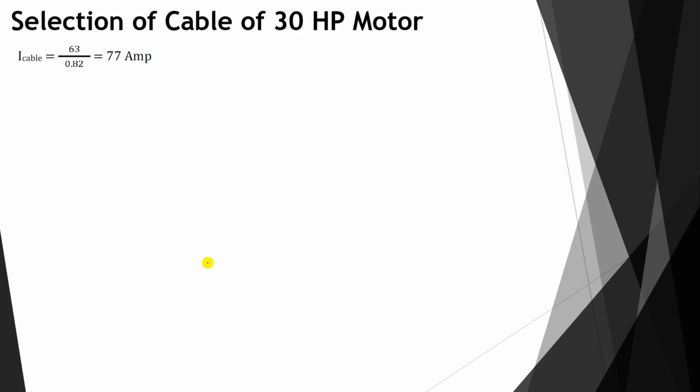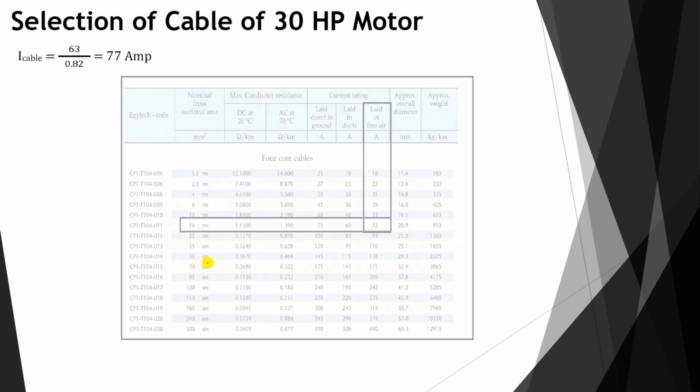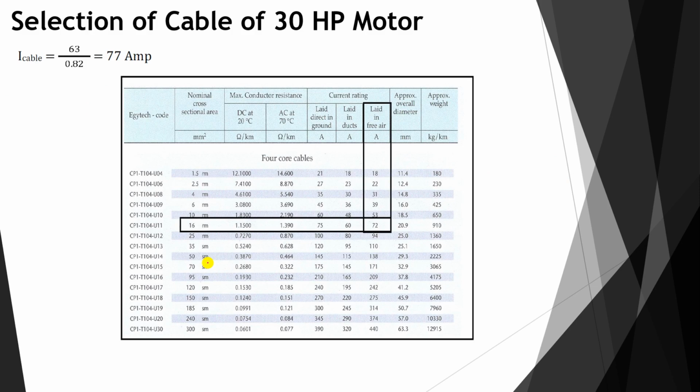So we have to go to the catalog. As an example, this is from the LCD catalog. From LCD you can find the current rating depending on whether it is laid in the ground, in duct, or in free air. Here we said before that we are talking about free air, so we are going to use the value of this column, as you can see here.